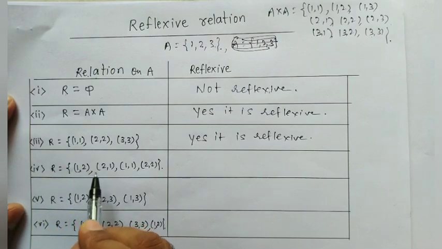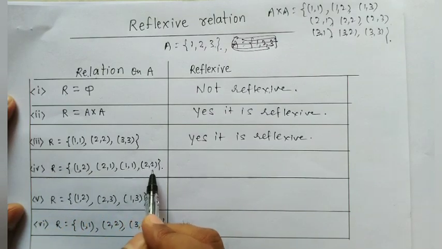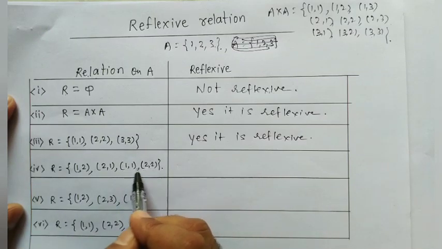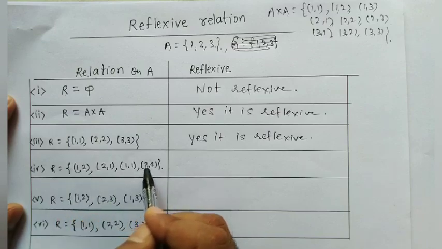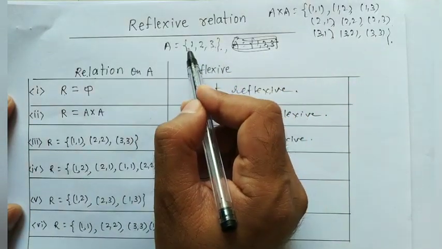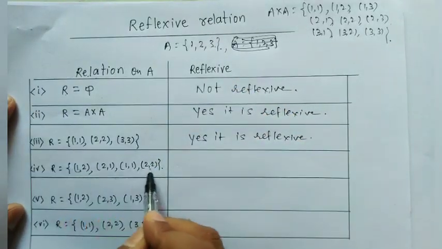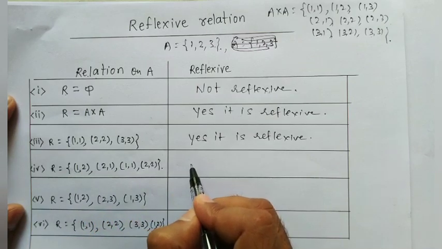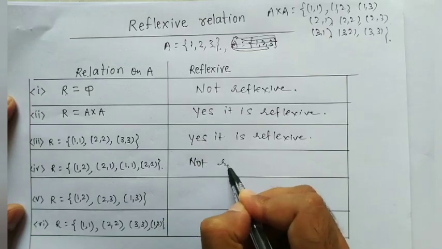Now come to fourth entry. R equals to 1 2, 2 1, 1 1, 2 2. Is it reflexive? So recall definition of reflexive and check it. There should be A comma A for all A belongs to capital A. We are having 1 1, 2 2, but we are not having 3 comma 3 here. A is 1, 2, 3. There should be 1 1, 2 2 and 3 3. We are not having 3 3 here. 1 1 is here, 2 2 is here, but we are not having 3 comma 3. So it is not reflexive. Is it clear?